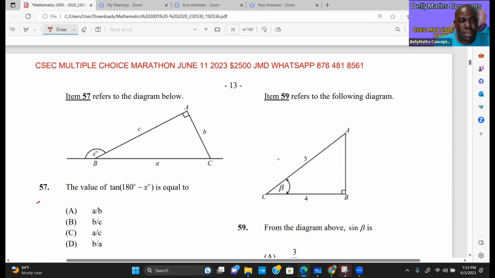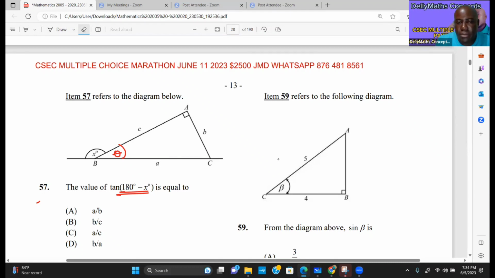57. The value of tangent of 180 minus x is what? 180 minus x is this angle. So don't let them trick you with this. It's a straight line there. And if x is on the outside already, 180 minus x is the adjacent angle on the straight line. So they want to know the tangent of this.